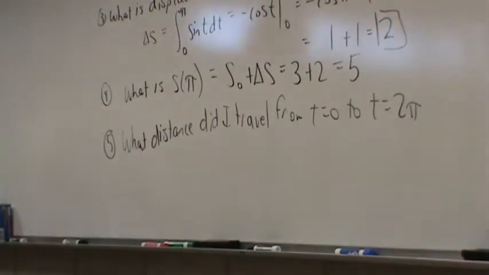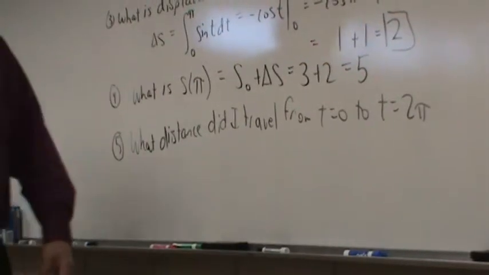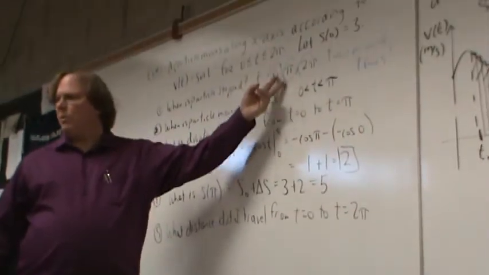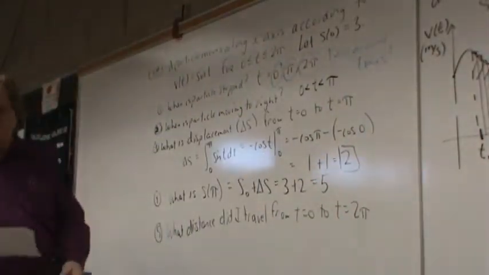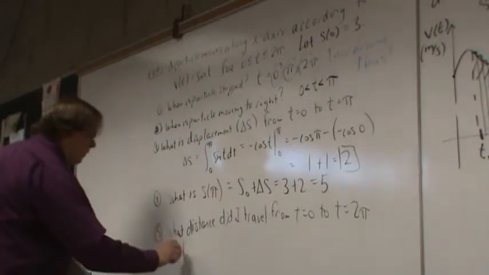So you tell me, if I want the distance traveled from 0 to 2 pi, what should I probably do? Find the distance on each of those intervals. Yeah, good for you. Get the distance from 0 to pi and add that to the distance from pi to 2 pi. So I would do this.